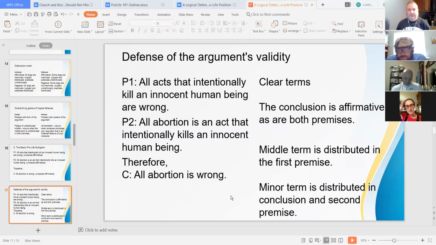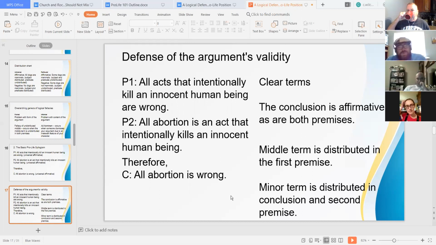Now the conclusion is affirmative, and both premises are affirmative. So we also passed the sniff test regarding affirmative and negative premises. Our conclusion is affirmative, so both of our premises must be affirmative. In this case, they are.